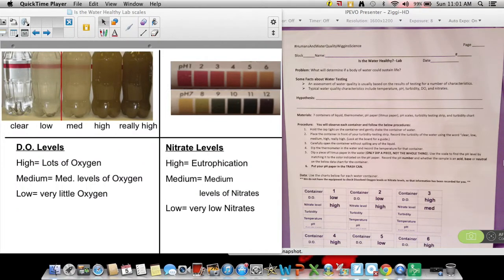Okay, today we're going to be doing an Is the Water Healthy lab. In front of you, you have the sheet that looks like this on the right side of the screen. Looking at the problem that we're facing: what will determine if a body of water could sustain life? Now read the facts about water testing and then answer the hypothesis.